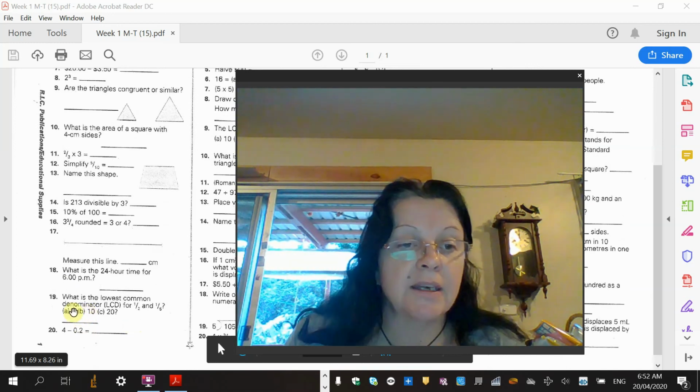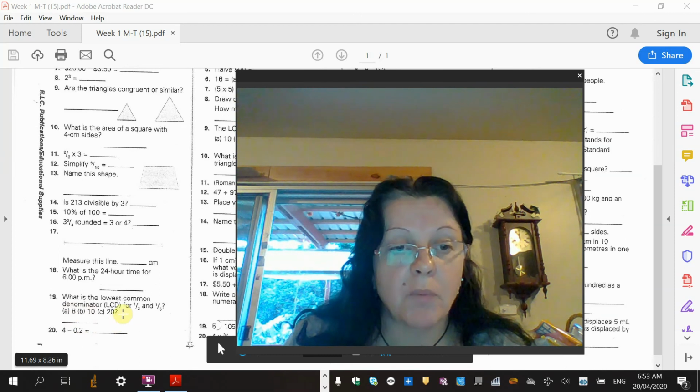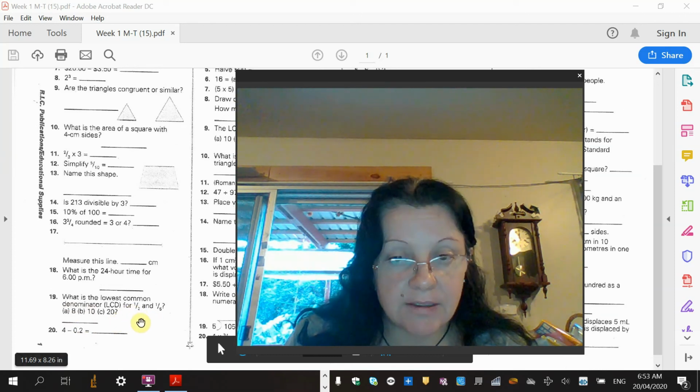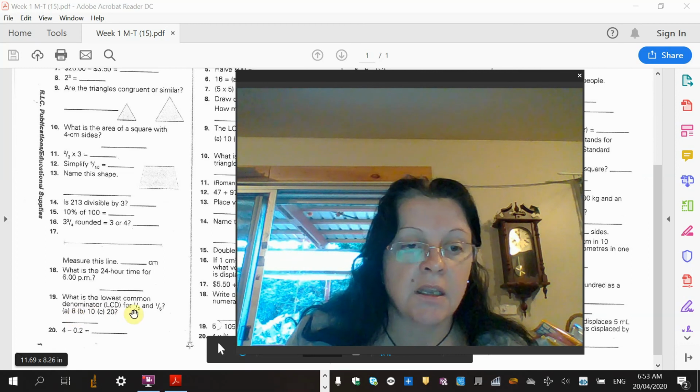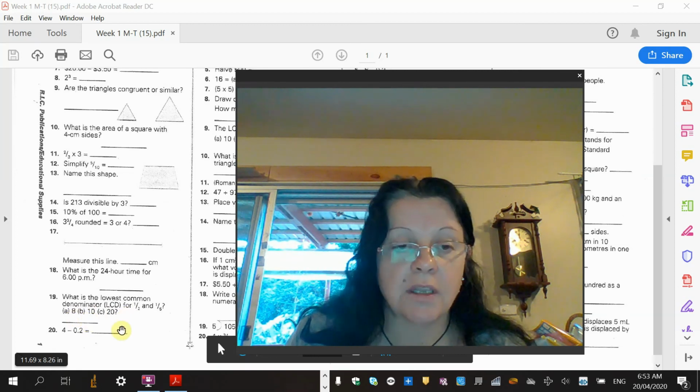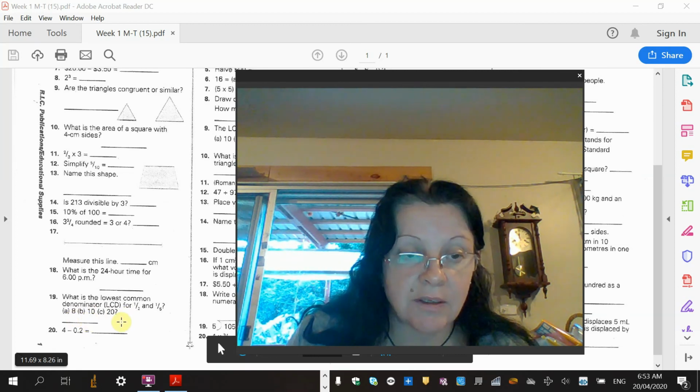Lowest common denominator means the number that both of these denominators can fit into, so 2 and 5. So can they both fit into 8? Can they both fit into 10? Or can they both fit into 20? Which one's the lowest one though?